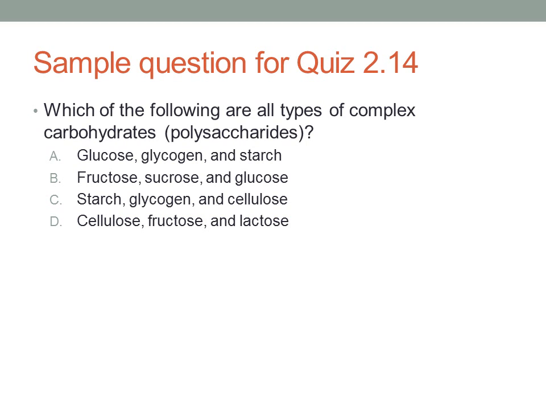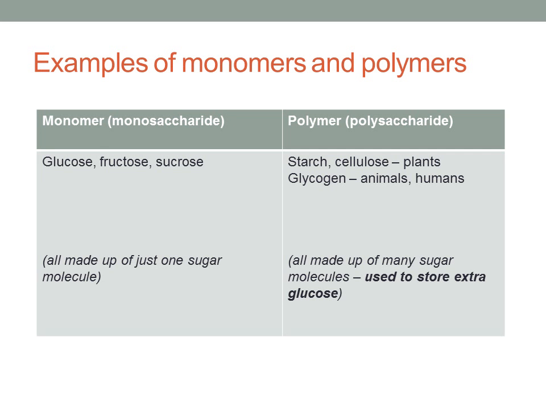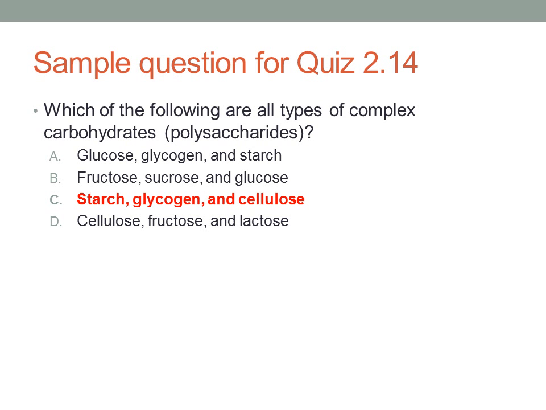Here's another question. Which of the following are all types of complex carbohydrates or polysaccharides? So we can go ahead and go back. We want to look at what are examples of polysaccharides. We see here on the right-hand side of the column that some examples of polysaccharides would be starch, cellulose, and glycogen. They are all made up of many sugar molecules. So the best answer for this one would be C, starch, glycogen, and cellulose.